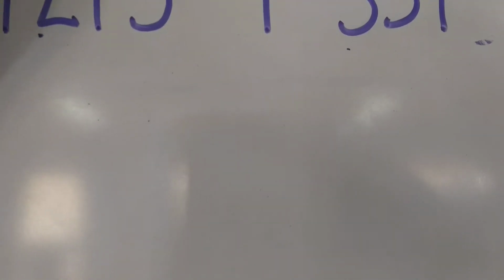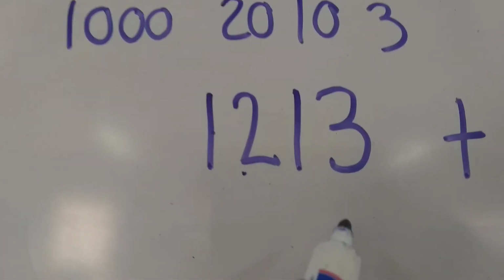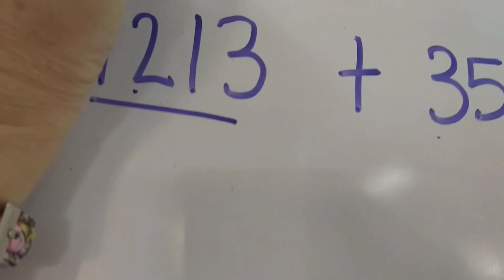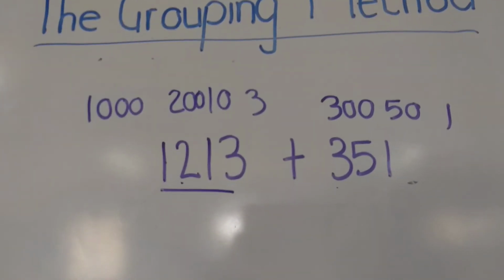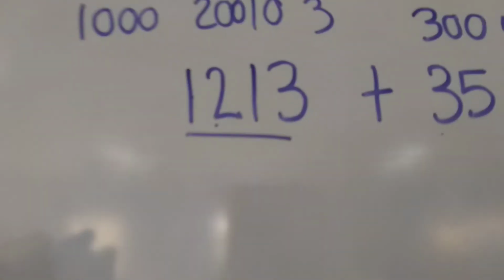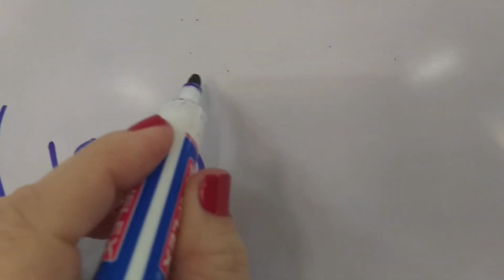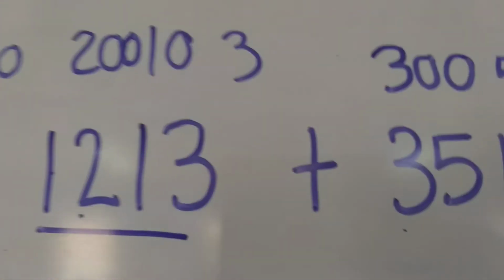We have 200, we have 10, and we have 3. I've broken this number down: 1,200, add another 0 there, 10 and 3. And this one is 350 and 1. Now we're going to put them in their own little groups. We have 1,000. There is no 1,000 for that number. It's fine. You can put it in a group on its own, or you can go plus nothing.